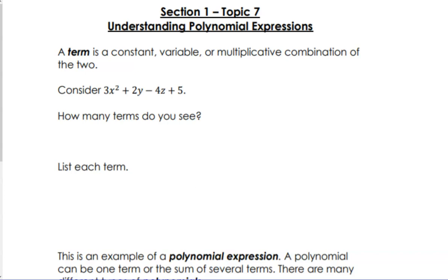Hey guys, today we're going to move on to section 1, topic 7, which is starting our polynomials piece. We're going to start off with talking about terms. So a term is a constant, variable, or multiplicative combination of the two.